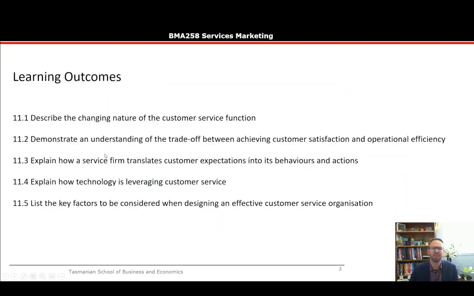So the learning objectives for this part are first of all to describe the changing nature of the customer service function. Second, demonstrate an understanding of the trade-off between achieving customer satisfaction and optimal efficiency. Number 3, explain how service firms translate customer expectations and its behaviours into actions. Number 4, explain how technology is leveraging customer service. And last of all, list the 5 key factors considered when designing an effective customer service organisation.